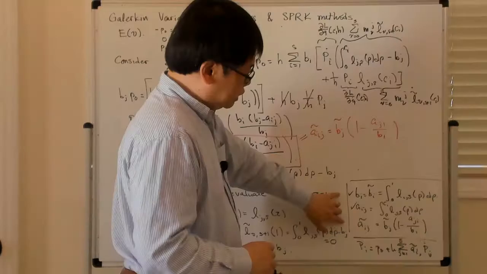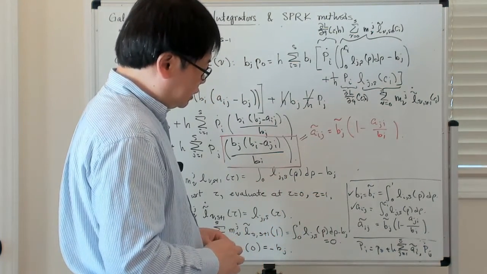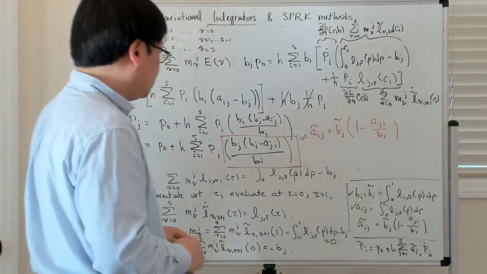shows up in the discrete Hamiltonian map, right? You end up getting all the conditions for a symplectic partitioned Runge-Kutta method falling out, and all these relationships automatically hold.